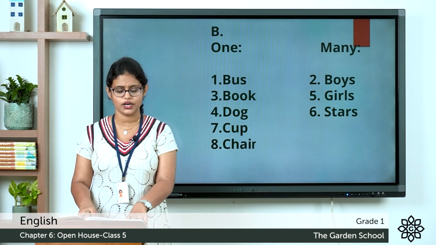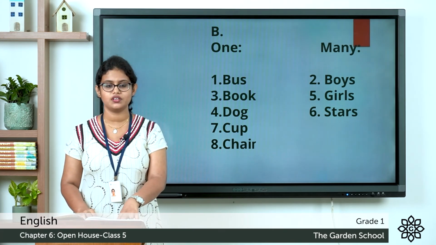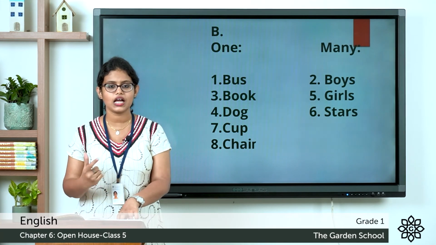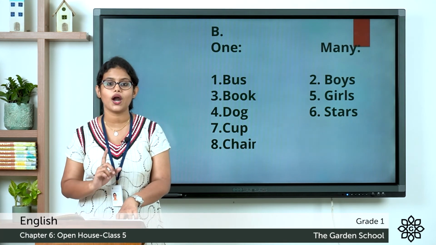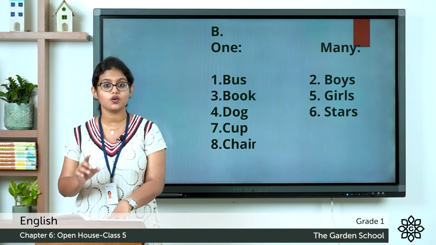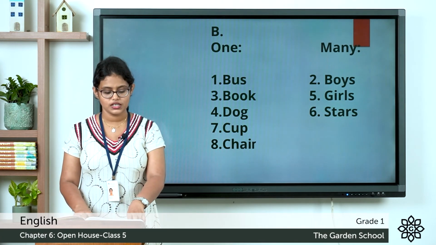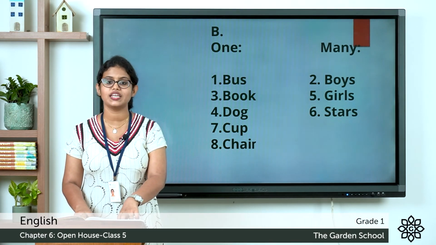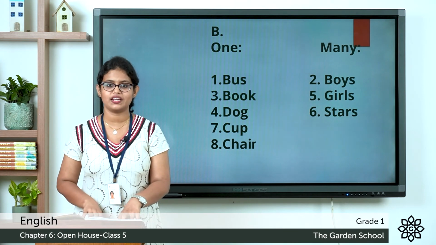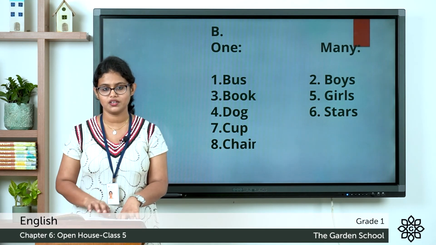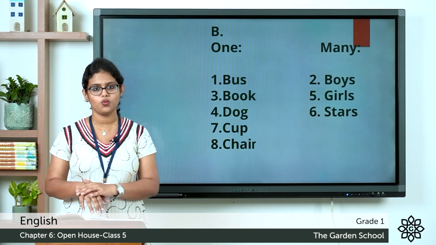What about the seventh one? Bring me a cup. So naming word here is cup. It is just one. So you can write there O. Eighth one. Sit on the chair. So the naming word here is chair. So it's just one. So you can write there O.